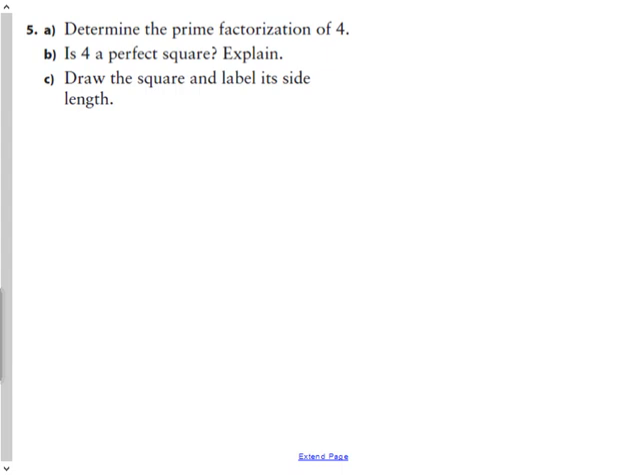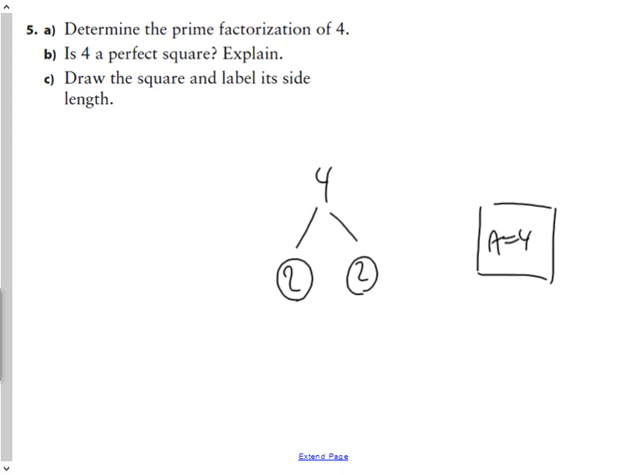And question 5 says determine the prime factorization of 4, which is bizarrely easy because it's 2 and 2. And is 4 a perfect square? Yes, because 2 times 2 is 4. And if I drew a square, the area of the square could be 4, and the side lengths could be 2 and 2.